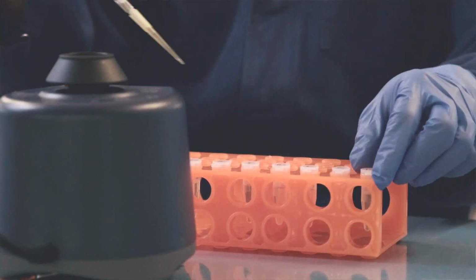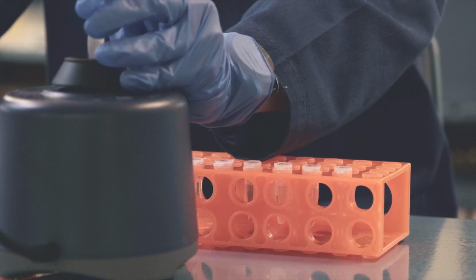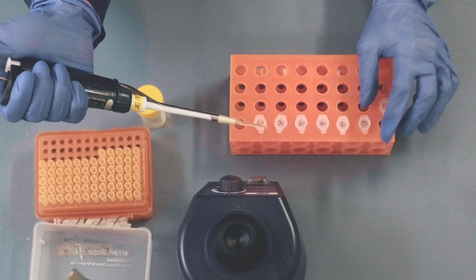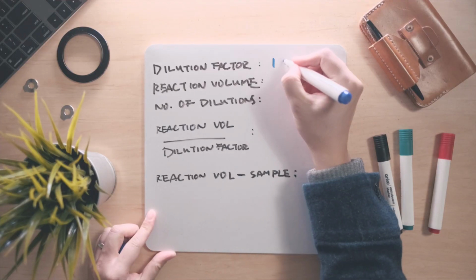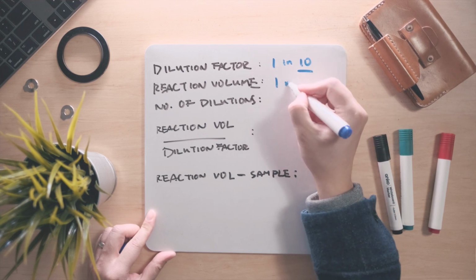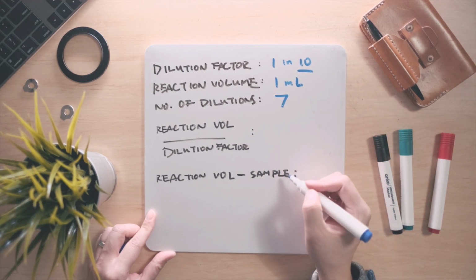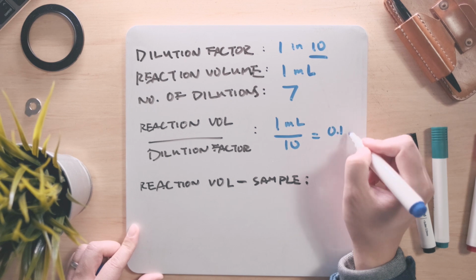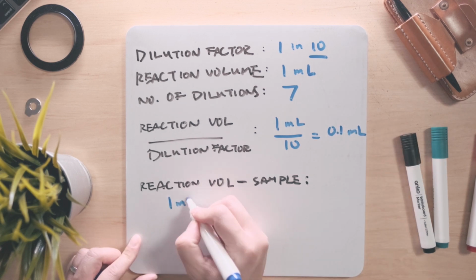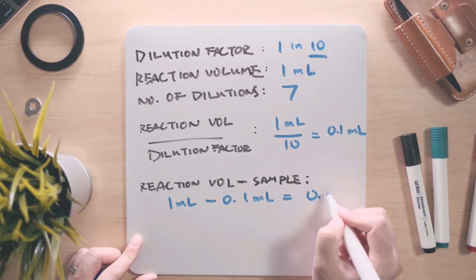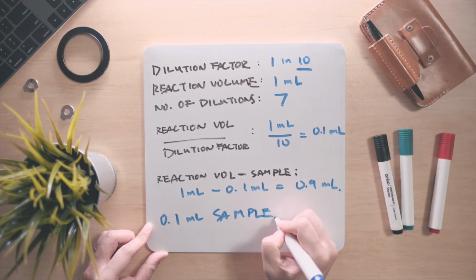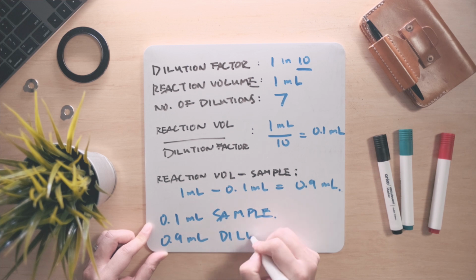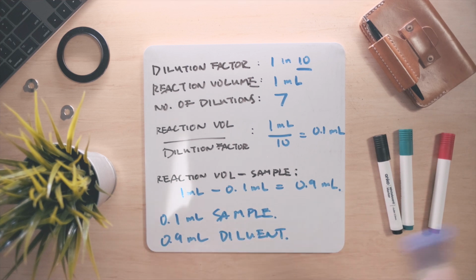Before we infect any bacterial cells, we must first titrate the phage, forming a serial dilution of the original stock of T2 bacteriophage. We will be using a 1 in 10 dilution, a total reaction of 1 milliliter, and perform 7 dilutions in total. Dividing 1 milliliter or 1000 microliters by the dilution factor of 10, we arrive at 0.1 milliliters. This means we'll be adding 0.1 milliliters or 100 microliters of the phage sample into 0.9 milliliters or 900 microliters of the diluent. This will be repeated across 7 dilutions.